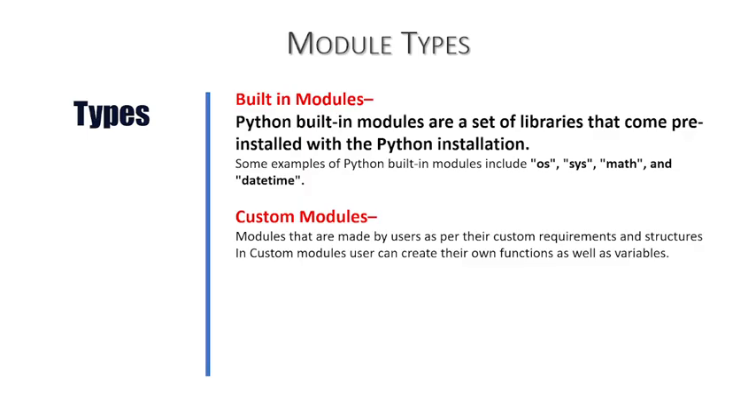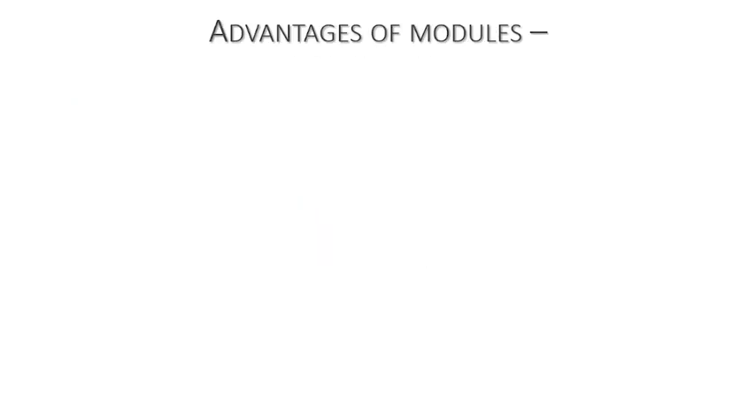The second one is custom modules. These are modules made by users as per their custom requirements and structures. In custom modules, the user can create their own functions as well as variables. That means the developer who is writing the Python program can make their own modules, with their own statements and functions, and can call those modules in their programs.